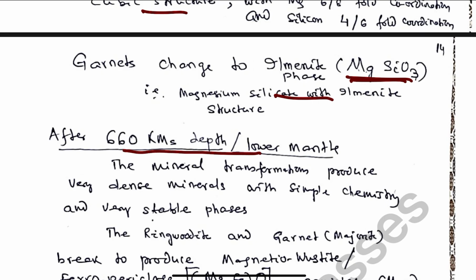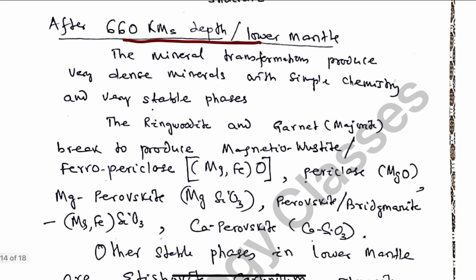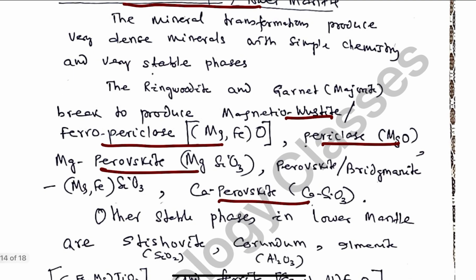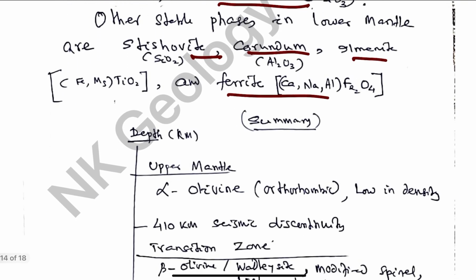After 660 km depth, all these minerals change to 3 general phases. What are they? These are ferropericlase or magnesiowustite, then magnesium perovskite and calcium perovskite. Besides this, there is periclase and other mineral phases which are stable in the lower mantle. They are stishovite, corundum, ilmenite and ferrite. So these are the minerals.